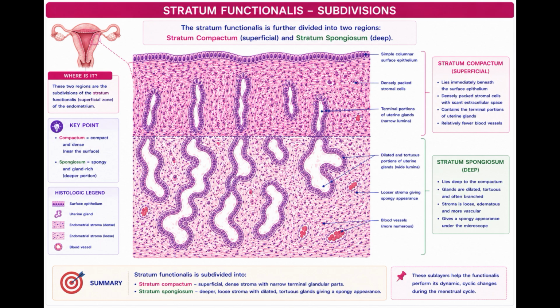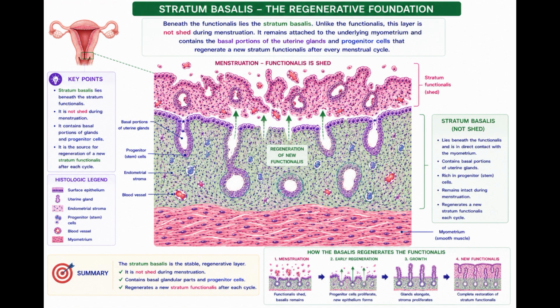The stratum functionalis itself can be further divided into two regions. The superficial stratum compactum, which contains densely packed stromal cells and the terminal portions of the uterine glands, and the deeper stratum spongiosum, which contains the more dilated and tortuous portions of the glands, giving it a spongy appearance under the microscope. Beneath the functionalis lies the stratum basalis.